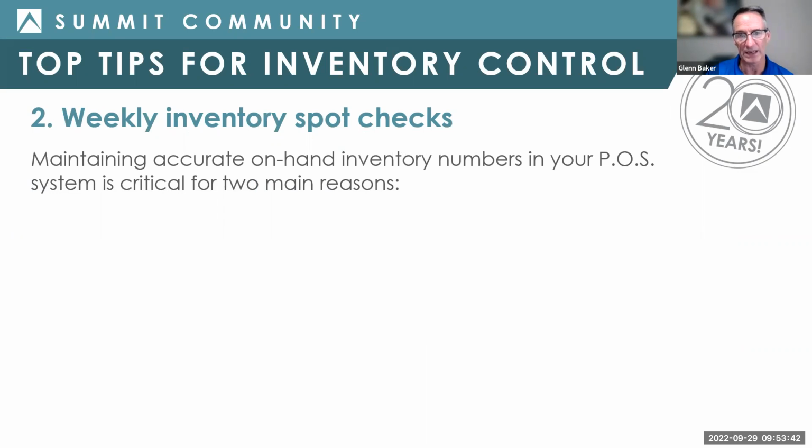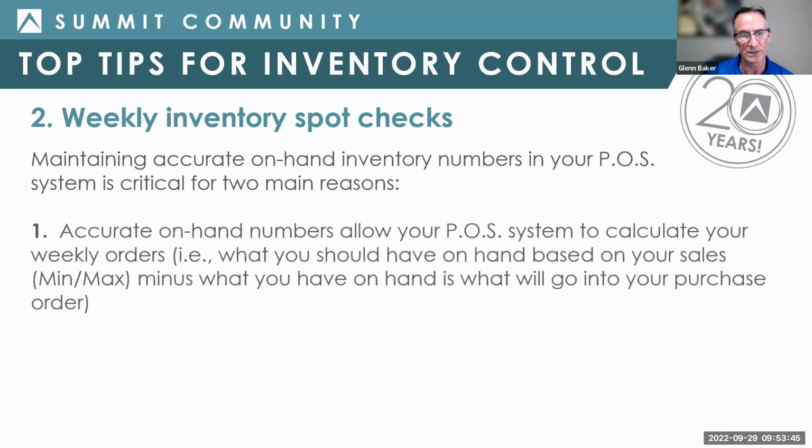Maintaining accurate on-hand inventory numbers in your POS system is critical for 2 reasons. Number 1: the more accurate my on-hand numbers in my retail area are, linked to my POS system, the better, because you should be ordering your inventory based on mins and maxes in your system. If your POS is not accurate, and you're ordering based on your mins and maxes, then you're going to be ordering too little or too much product if you do not have accurate on hand.